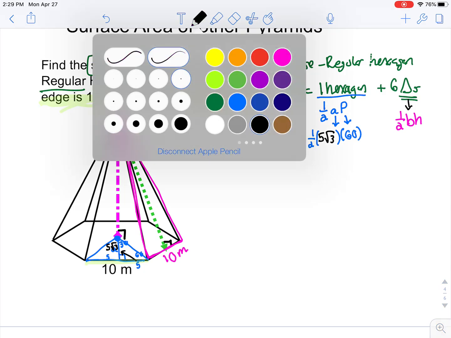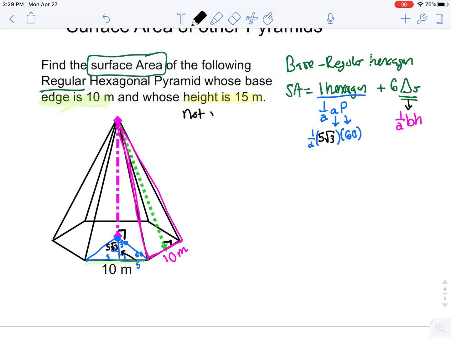Now I want you to notice that I did not call it slant height. Okay, this is just the height of the pyramid. This is not the slant height. And that does make a big difference here. So when I come back to my diagram, the 15 meters is actually this height right here, 15 meters.